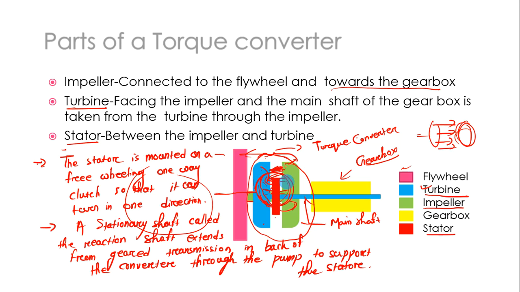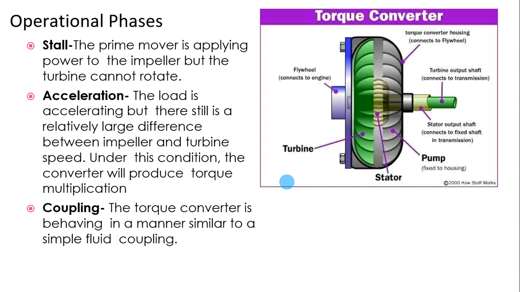Okay, so now moving forward, what are the operation phases? How does the torque converter work? When the engine is running idle, or suppose the engine was running and we are applying the brake, the pump produces a slow circulation of the oil. Here in the idle condition there will be slow circulation of oil.